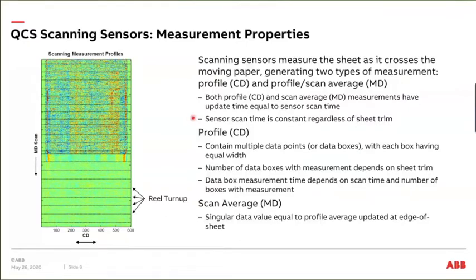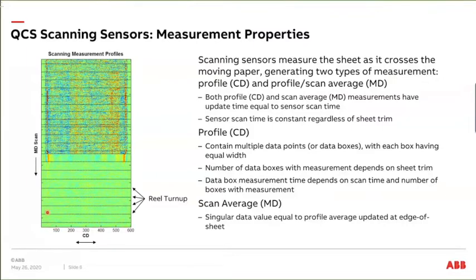So it's important to understand the scan time is one component. The other is the profile. The profile itself, we refer to as data boxes. You may hear them called lanes. If you look at this axis here in the CD, we have basically 1 to 600. These are the number of data points across the sheet. Across the measured trim we have these, and actually it might be a little less than the 600 data boxes, and we'll get into that in a minute.